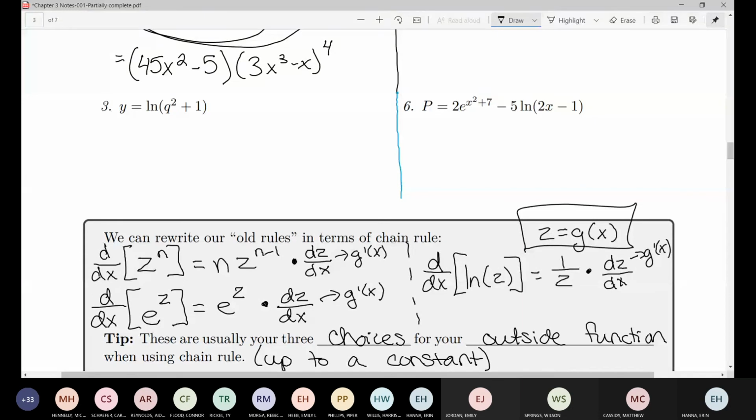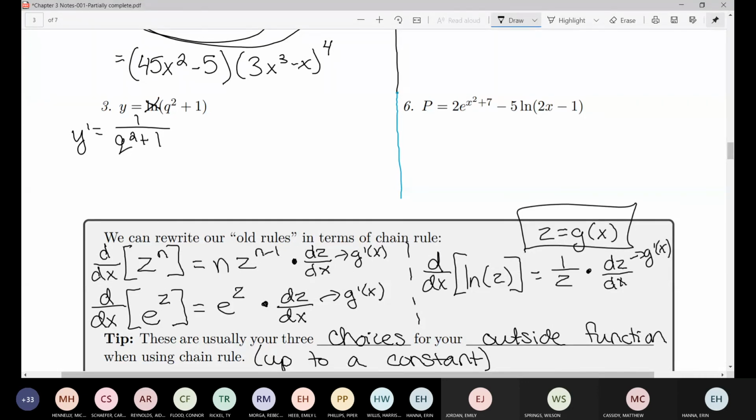Out of our 3 choices, which one are we in? We're in the natural log case. So the first thing we need to take care of is that natural log rule. What's the derivative of the natural log of something? It's 1 over that something. So we're going to start with 1 over what's inside the natural log. That essentially takes care of the natural log rule.